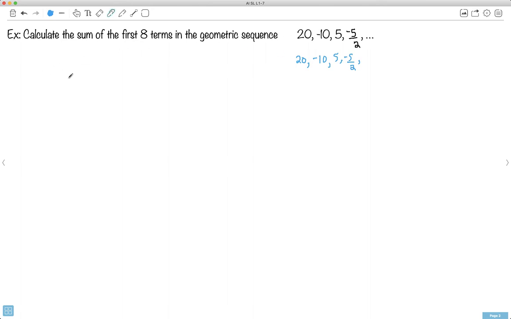I know what R is going to be, the common ratio. We often just say, take a term and divide it by the term before it. So in this case, I'll take negative 10 over 20. Well, they both divide by 10, I end up with 1 over 2. I could also do 5 over negative 10, it's the same thing. So in other words, I know that R equals minus 1 half. That's going to be useful in doing this. But it's also useful if I want to cheat. I'm going to show you two ways to solve this.